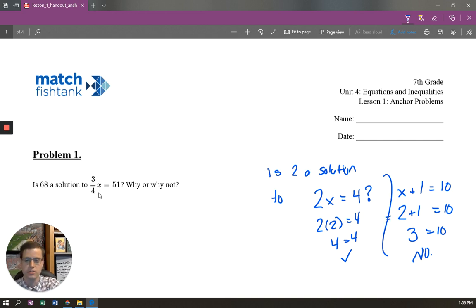Let's go to this question. Is 68 a solution? Well, we're putting 68 in for x. So 3/4 multiplied by 68 would need to equal 51. And sure enough, when you take 3/4 and multiply by 68, that is equal to 51. And since 51 equals 51, yes, 68 is a solution.